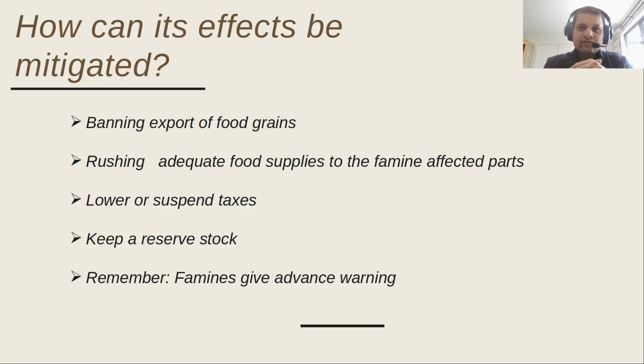Second thing is, if you have got taxes, especially agriculture taxes, you just suspend them for the time being. You just say, I won't collect taxes for the next couple of years till the people recover from the famine effect. Most important, keep a reserve stock. And India has kind of implemented this policy in a big way.